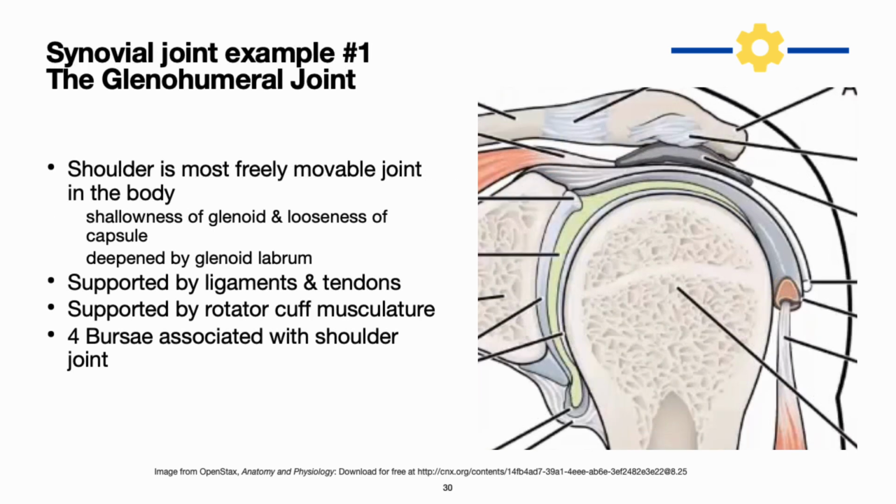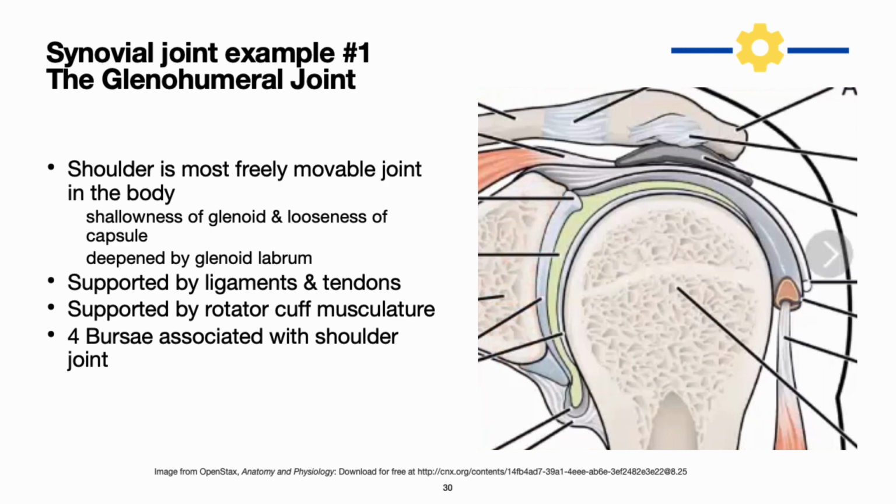So let's take a look at a couple examples of some joints. Again, we'll see some of these same types of structures that we find in all synovial joints. This joint here is the glenohumeral joint. The glenohumeral joint is the joint between the humerus, which is this bone, so that's the head of the humerus, and then the scapula, which is here.